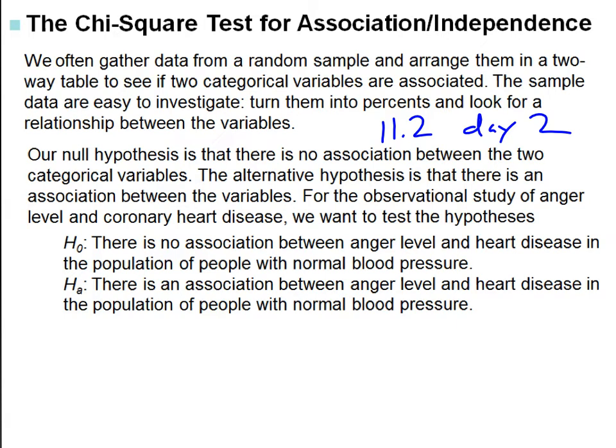Okay, here's 11.2, day 2. We're moving on to a new test, sort of, still chi-squared. The two names you see, association and independence, are interchangeable. What I want you to see today is, in the example I call it the test for independence.